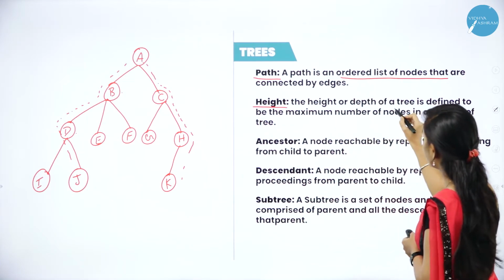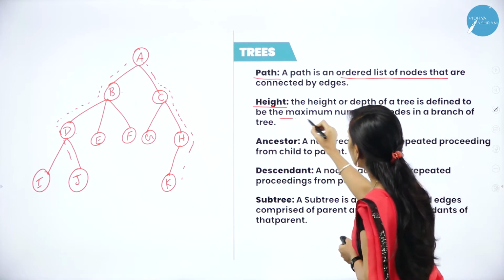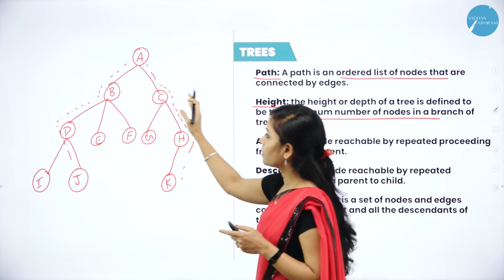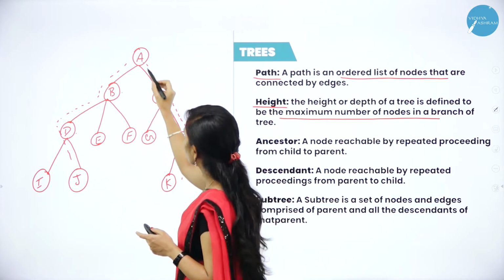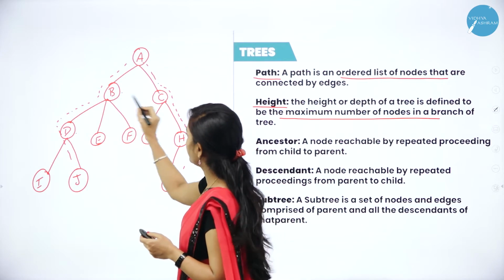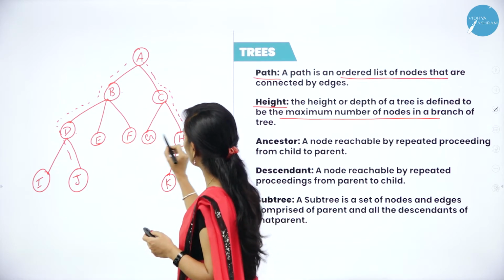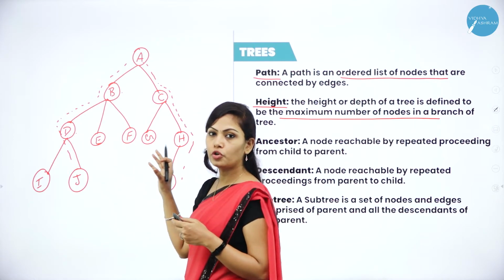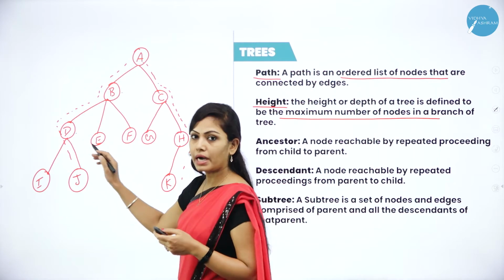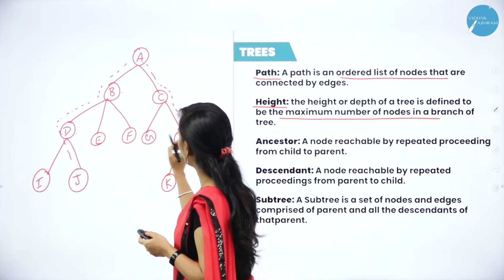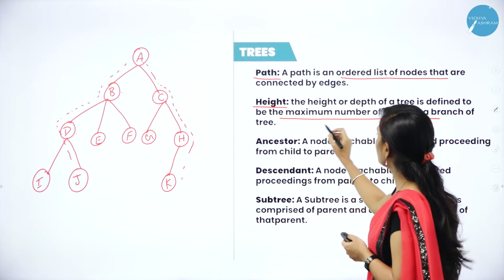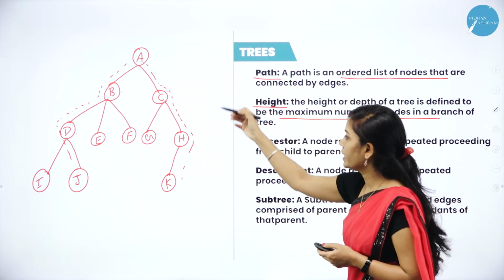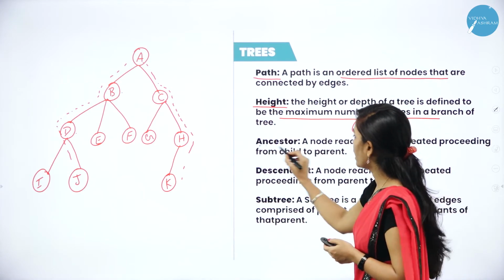The height or depth of a tree is defined to be the maximum number of nodes in a branch of the tree. So here we have only one node, here we have two nodes, and here 1, 2, 3, 4, 5, and here 1, 2, 3. Here the maximum number of nodes is 5. In this figure, the maximum number of nodes in a branch of the tree is 5. This is called the height of the tree. And next we have ancestor.